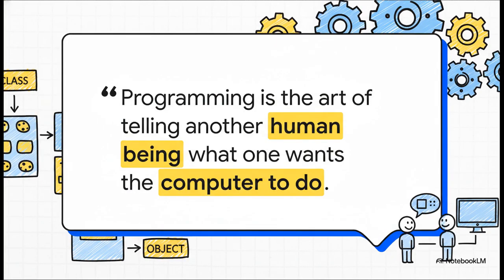There's this great quote from the legend himself, Donald Knuth, that I think sums it all up. He said, "Programming is the art of telling another human being what one wants the computer to do." And that just hits the nail on the head, right? We're not just writing code for computers, we're writing it for our teammates, for the person who's going to have to maintain it 5 years from now. All this structure that OOP gives us, it's really about clear communication.